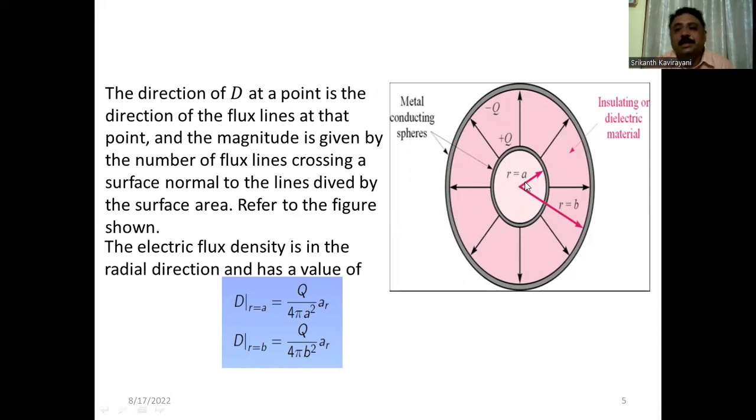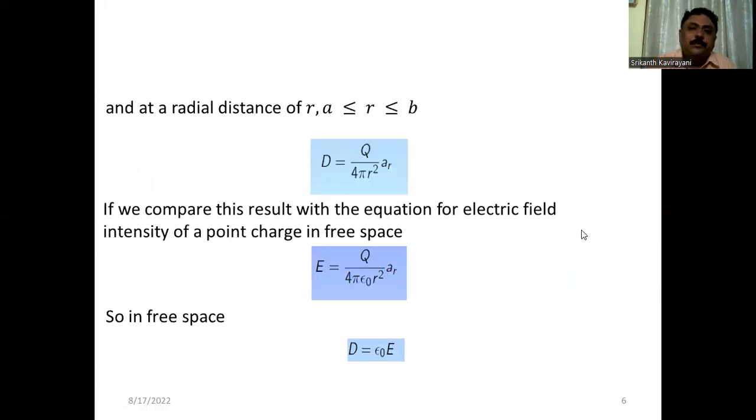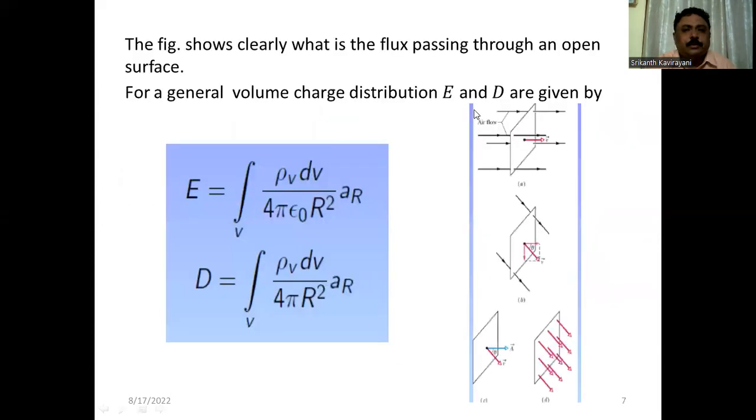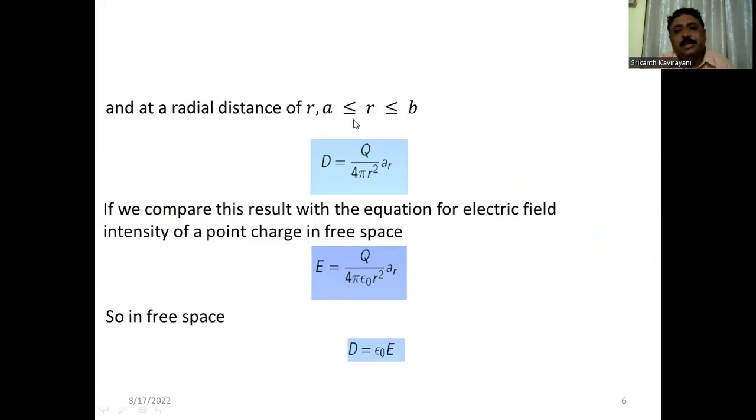If you see, the inner radius is r equal to a, and the outer radius is r equal to b. The inner sphere is charged positively with the charge of plus Q, and the outer charge is minus Q. In between, the pink color indicates the insulating or dielectric material. The electric flux density in the radial direction has a value of D equal to Q by 4 pi a square a_r for r equal to a, or D equal to Q by 4 pi b square a_r for r equal to b. So at a radial distance r between a and b, D will be generalized and will be equal to Q by 4 pi r square a_r.